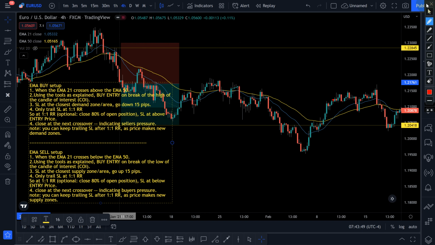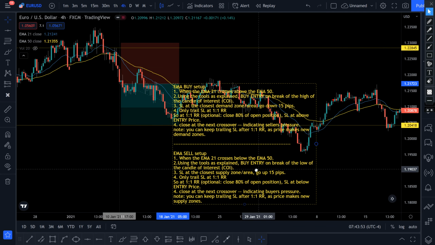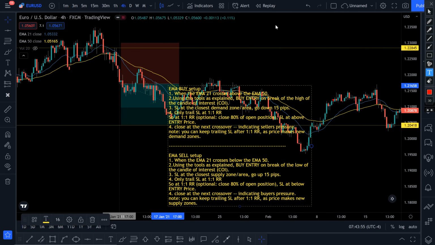So that is how you use it for demand and supply using the EMA technique from Phoenix Unique. Keeping things short, simple, and sweet. That is all for now.